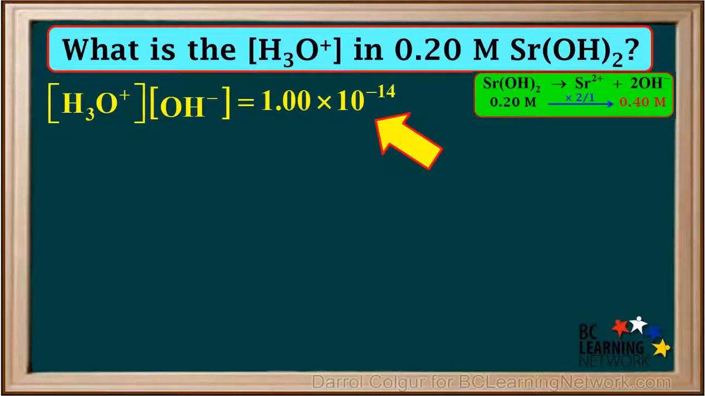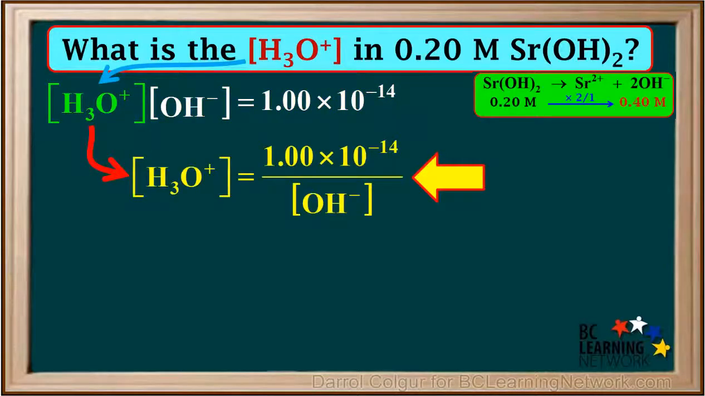In order to find the concentration of H3O+, we start by writing the Kw expression. The concentration of H3O+ times the concentration of OH- is equal to 1 times 10 to the negative 14th. Because we're asked for the concentration of H3O+, we rearrange the equation to solve for the concentration of H3O+. It is equal to 1 times 10 to the negative 14th divided by the concentration of OH-.